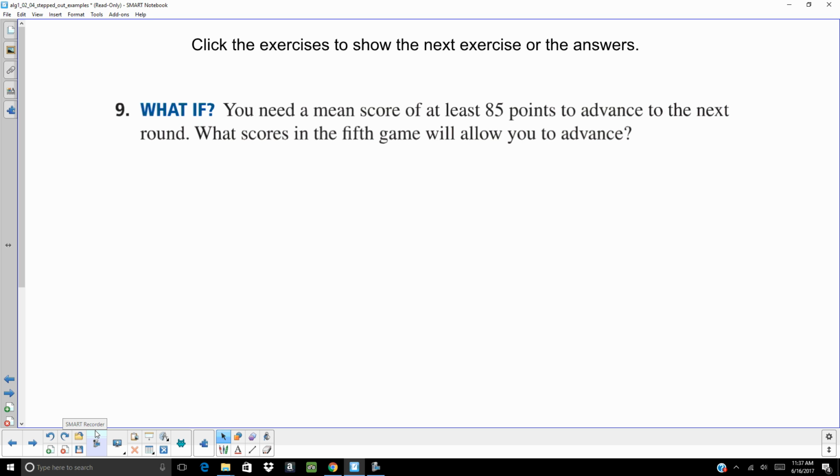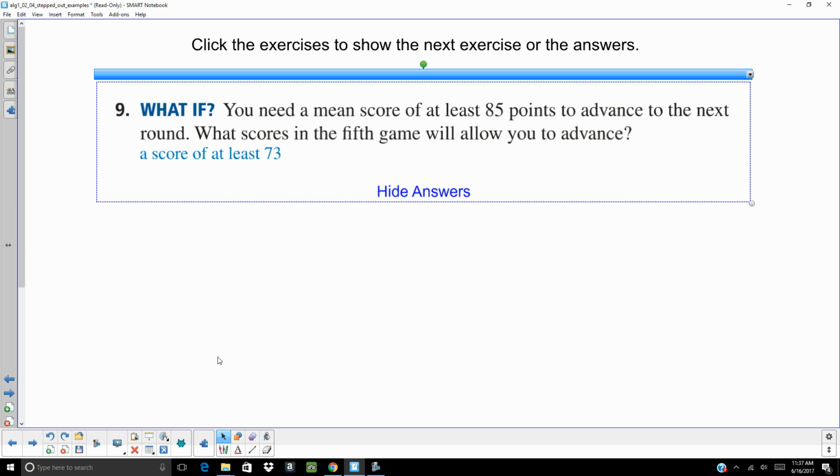All right, what if you needed a mean score of 85? Why don't you take a second, hit pause, try that one on your own. You'd have to have a score of at least 73. That seems a little bit more doable.